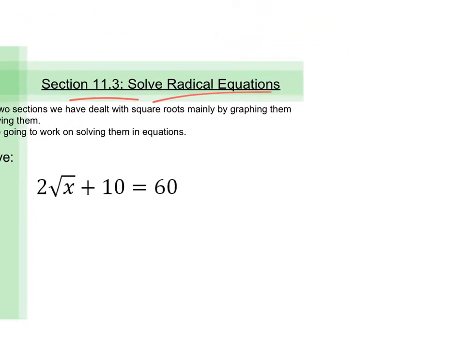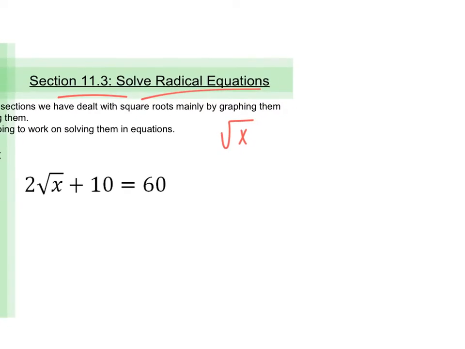And just so you know, a radical equation is an equation where we're actually taking the square root of one of our variables, in particular, which is usually x. If you have an equation that has a square root in it but isn't taking the square root of x, then it wouldn't be a radical equation.